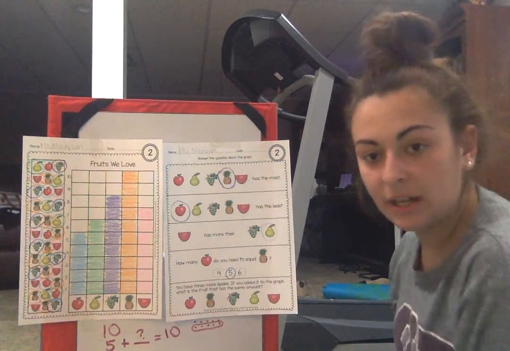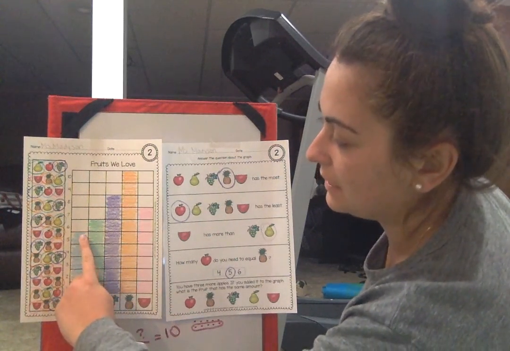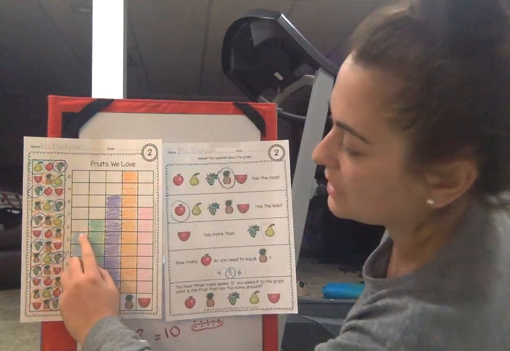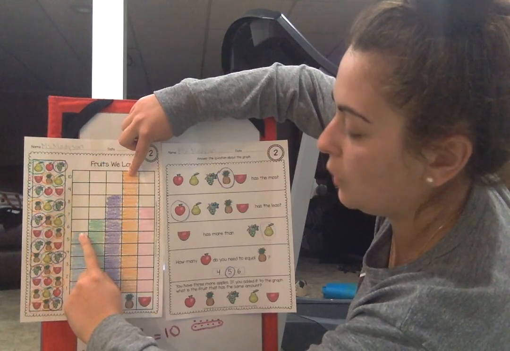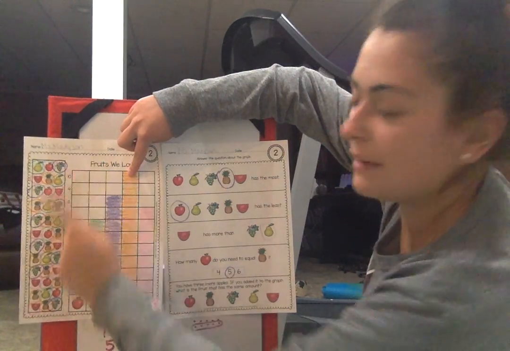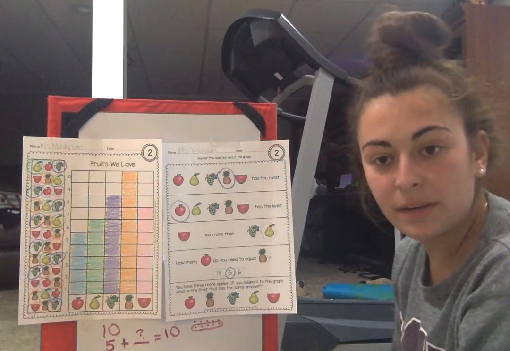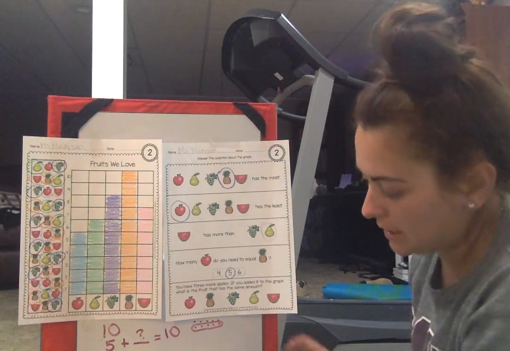So another way we could have done that also is we could have counted the blank squares. So we know we need to be all the way up to this square to equal the pineapple. So 1, 2, 3, 4, 5. We know there are 5 white squares, so we need 5 more apples. Okay, let's try this one.